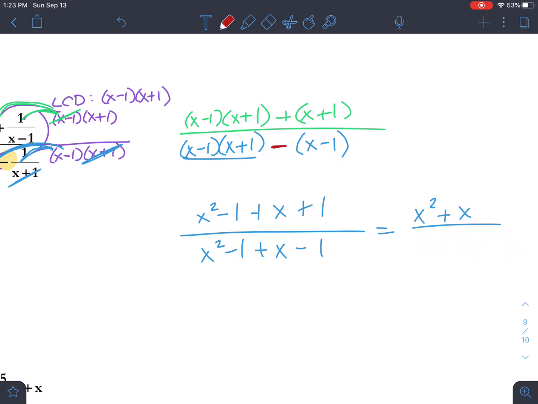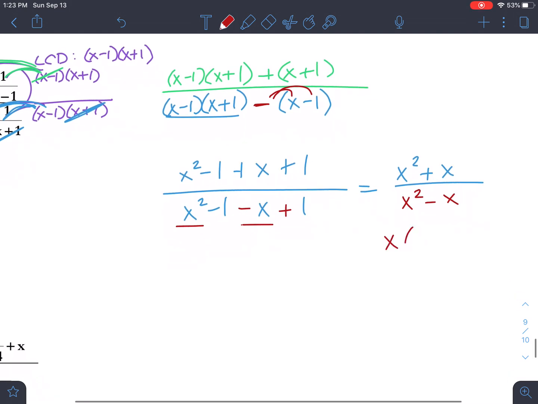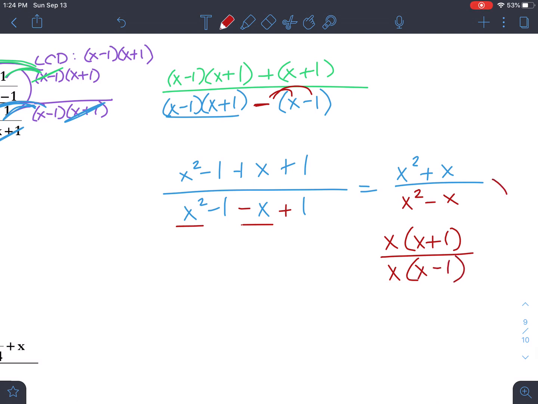Whoops, classic mistake. Distribute that. How about minus x plus 1? Okay, so in the denominator now I have x squared minus x, and the 1's cancel. Again, I'm not crossing out here, but I do notice this is x times x plus 1 over x times x minus 1. If I factor both of these, take out those GCFs, x's cancel, and my very final answer is x plus 1 divided by x minus 1. Nothing else we can cancel there.